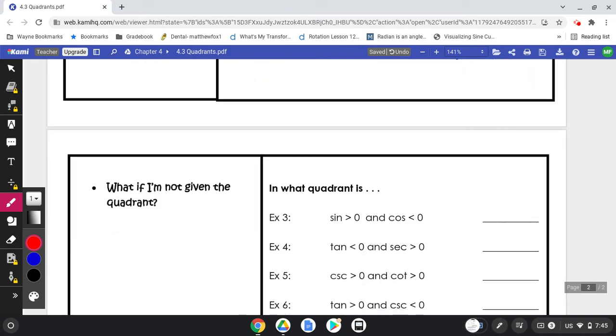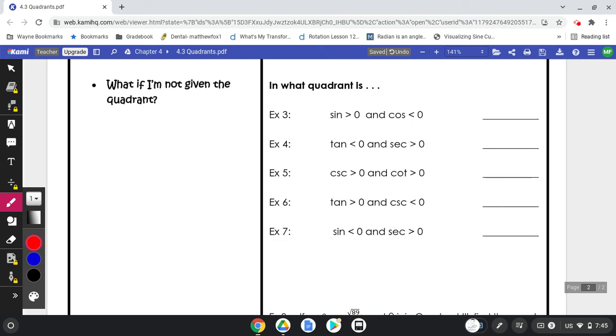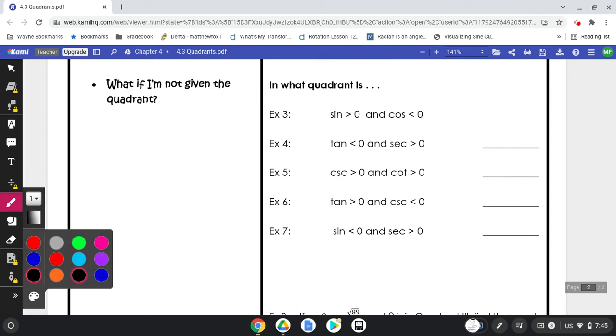All right. Now, the next thing I want to talk about is what if we aren't given a quadrant? We just instead know some things that are true about the trig functions. Okay, so to draw this, let me set up our 4 quadrants again. And let's start over here in quadrant 1. So in quadrant 1, we want to examine our sine, our cosine, and our tangent.